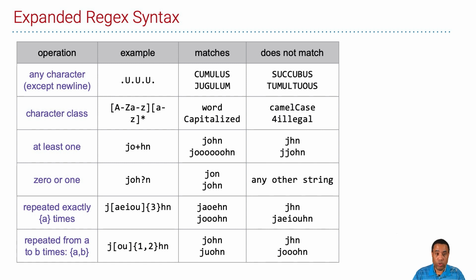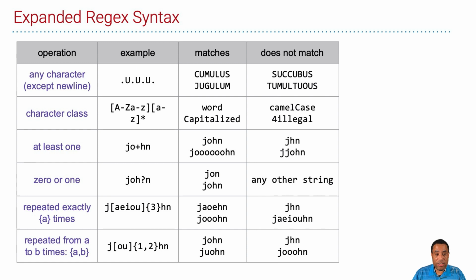So the example we have here is dot, capital U, dot, capital U, dot, capital U, dot. And so that'll match cumulus, it'll match jugulum, but it won't match succubus or tumultuous, right? Because in both of those do not match cases, we have multiple characters between the uppercase U's. And we only have a single dot, so it's only going to match one character.